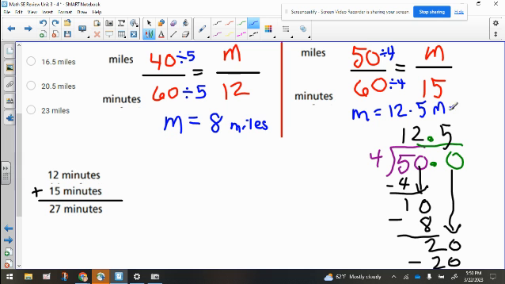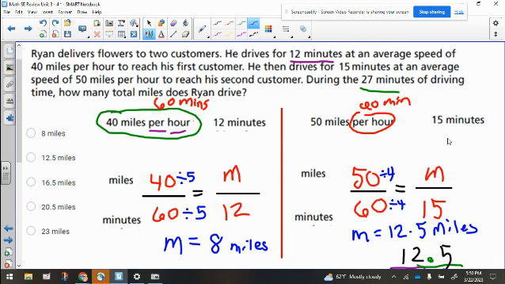Now we're not finished yet because, if we read the question again, it asks about the 27 minutes, so 12 of them at this rate and 15 at this rate. Remember these two numbers, the 12 and the 15, add up to that 27. They want to know, during that time, how many total miles does Ryan drive?